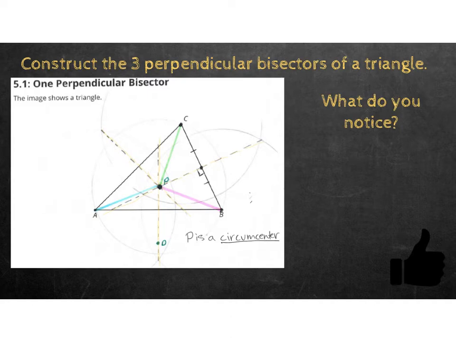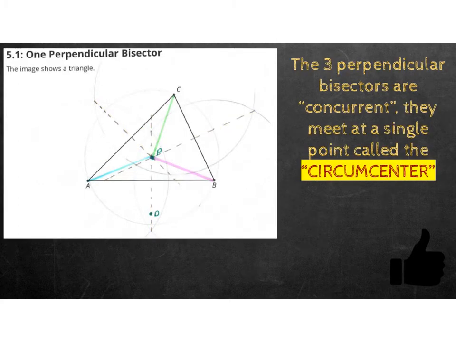So let's take a look at the next page. On this page, it talks about how the three perpendicular bisectors are concurrent. They meet at a single point called our circumcenter. We just discussed that on the last slide, that P is my circumcenter. So what's special about P? I'd like you to take a moment and look at the green, pink, and blue lines. If you look at the green, pink, and blue lines, notice that that connects our point P to C, B, and A. Those are the vertices of my triangle.